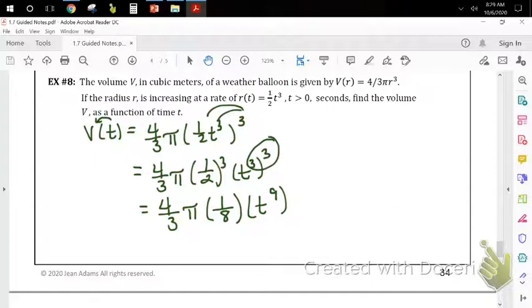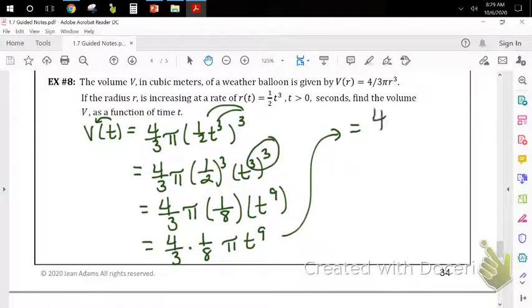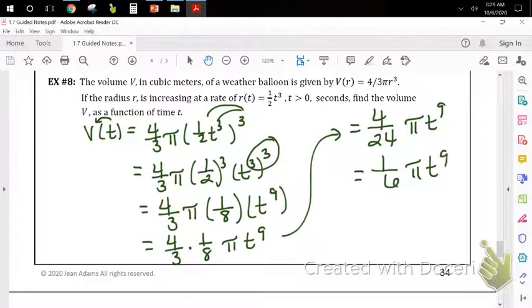And now I can just start putting this together. So I'm just going to rearrange it here first. So I got 4/3 times 1/8 pi t to the 9th. And so 4/3 times 1/8 is what? 4/24 pi t to the 9th. And 4/24 is what? 1/6 pi t to the 9th.